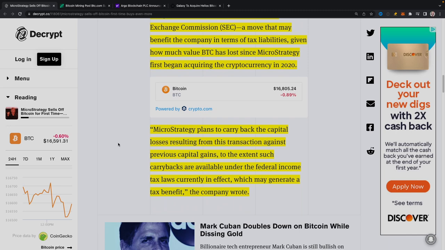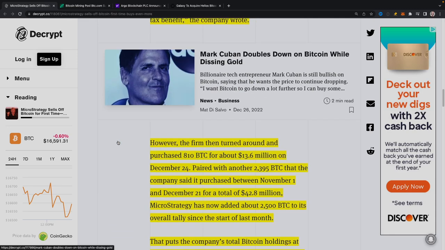MicroStrategy plans to carry back the capital losses resulting from this transaction against previous capital gains, to the extent such carrybacks are available under the federal income tax laws currently in effect, which may generate a tax benefit to the company, it wrote. So they did it for tax benefits.